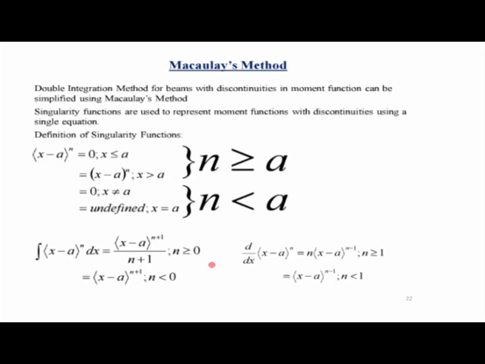So this is the basic principle of Macaulay's method, where you apply this singularity function in order to represent the moment function of beams with discontinuous loadings by a single equation. Instead of using separate equations for each region having continuous loading, we'll use these singularity functions to represent the equations of the beam by a single equation.